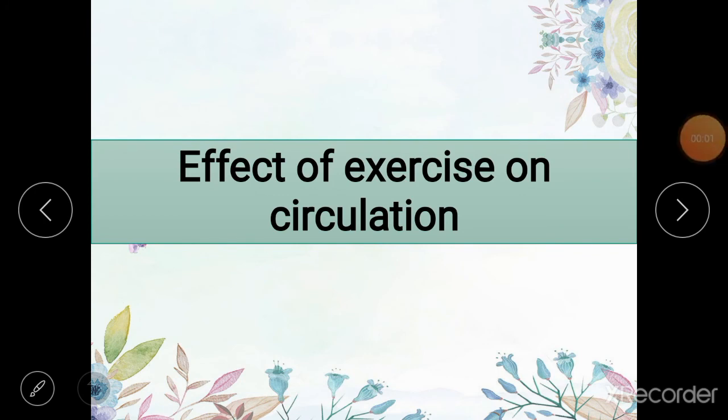So in the end, let us discuss the effect of exercise on circulation. As you already know that during exercise, the cardiac output increases to meet the high demands of your muscles, which are hyperactive and require greater than normal oxygen and nutrients. And how does this cardiac output increase, and what are the effects of exercise on cardiac output? Let us discuss these in detail.